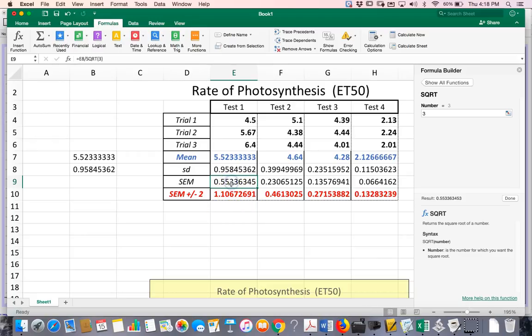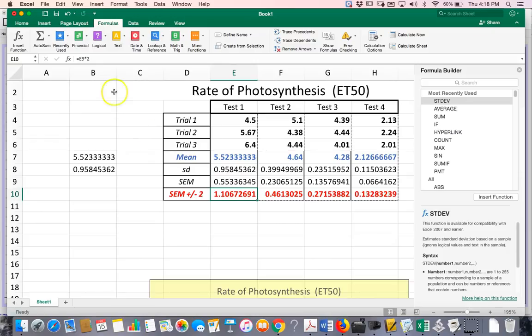So I took this value here, took my SEM, which again was just the value of E8, the standard deviation, divided by the square root of 3 trials. It gave me this value. I times it by 2. So right here, I said equal E9. That's for me. And I times it, little kind of star there, times 2. And that's my value. Okay.